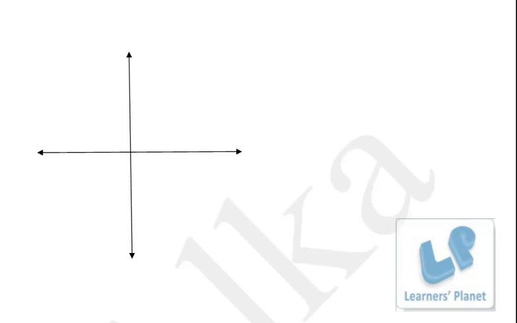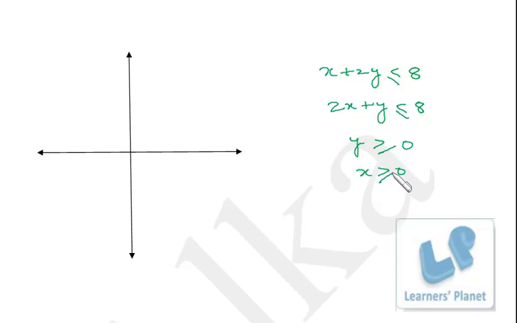Okay, to begin with, I write down the problem over here. I have the problem x plus 2y is less than or equal to 8 and 2x plus y is also less than or equal to 8. Then I have y is greater than or equal to 0 and x is greater than or equal to 0. So y and x, both of them are greater than or equal to 0. That means we are talking about the first quadrant only, because the first quadrant is the only quadrant where x and y, both of them, are greater than 0. So we are talking about this region.